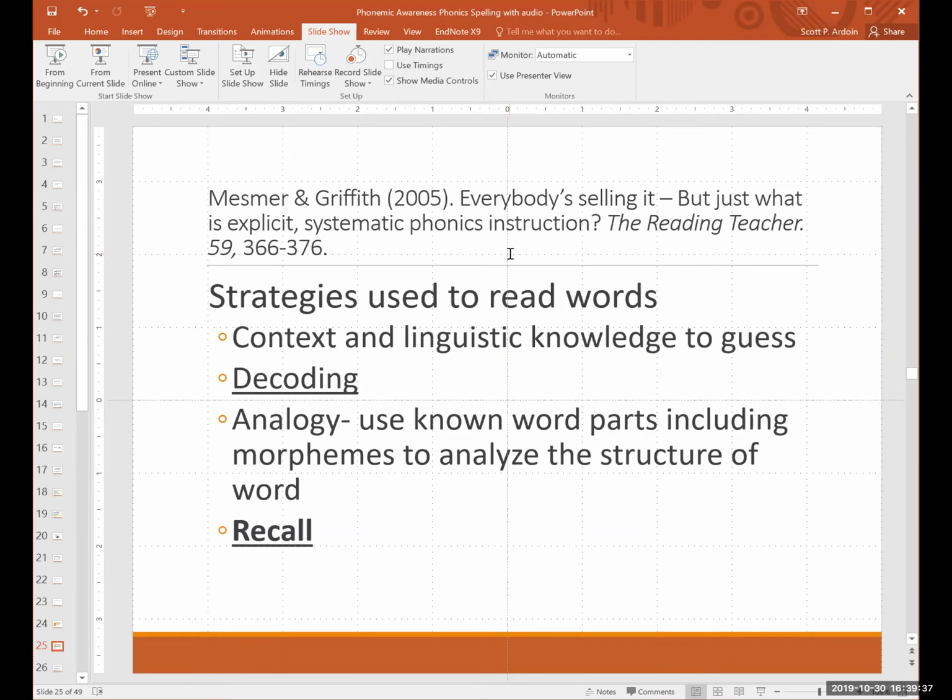Decoding and analogy strategies both require knowledge of phonics. You do those things, especially those latter two, decoding and analogy, to come up with that word. And then once we've done that repeatedly, ideally we're able to recall words, right? Because those words become part of our sight vocabulary.